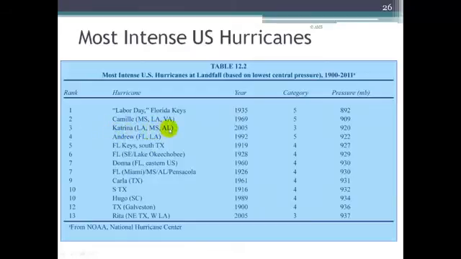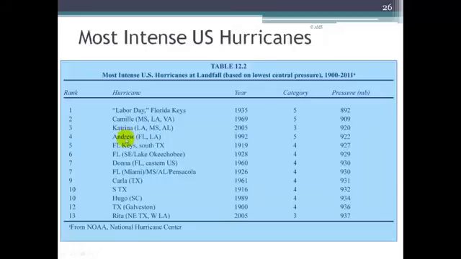Here's Hurricane Katrina that affected Louisiana and also Mississippi and Alabama. It was a Category 3 hurricane, and its pressure was 920 millibars. So some of the more recent hurricanes here, Hurricane Rita, also in 2005, that affected northeast Texas and west Louisiana, Category 3, and its pressure was ranked at 937. So a lot of these hurricanes go back well before our time.